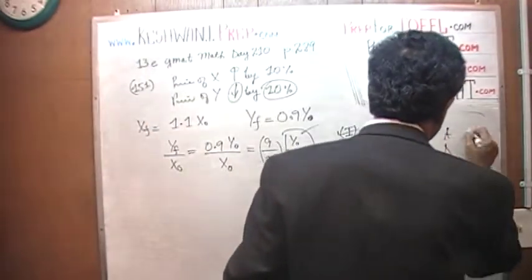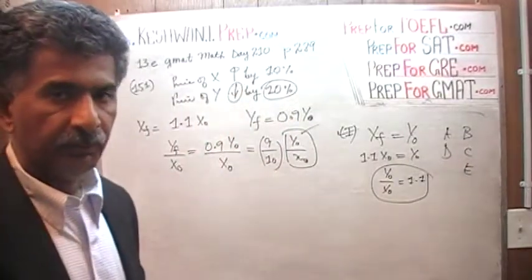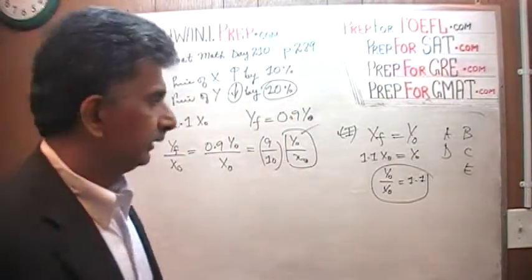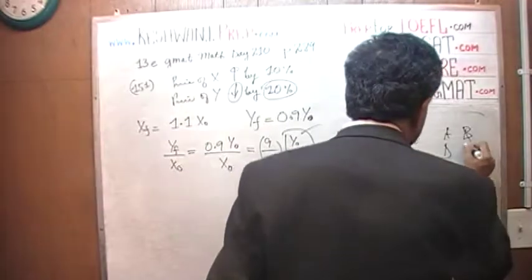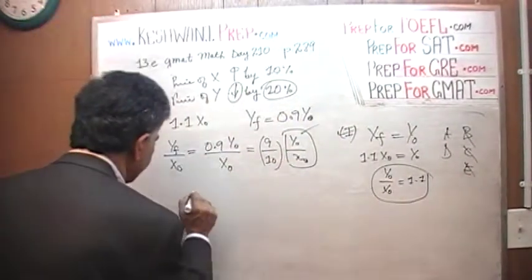A, D, B, C, E. Because the first statement we just found out to be sufficient, we know now that the answer cannot be B, C, or E. It will have to be either A or D. Let's see what they tell us in the second statement.